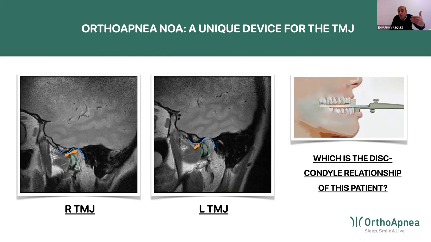Now, if we had known this before, maybe we could have started with a lower degree of mandibular protrusion, maybe 40%, maybe 50%. And probably this would have allowed the patient to adapt to this situation. We would have provoked less retrodiscal compression, and because of this, probably the patient would not have developed this painful temporomandibular joint disorder.